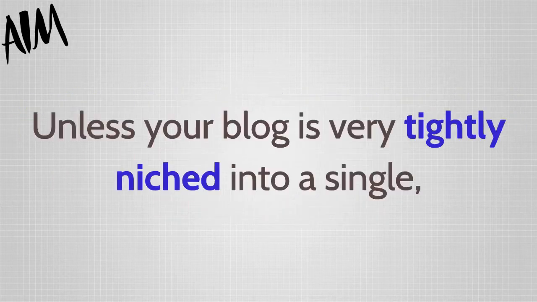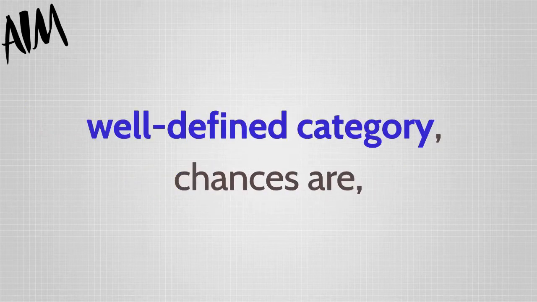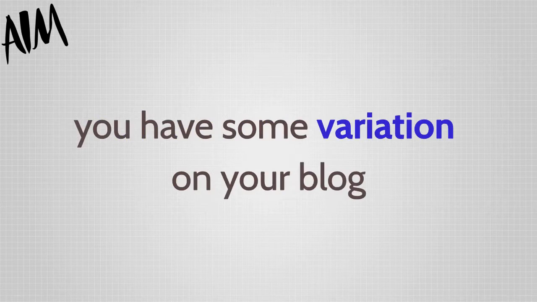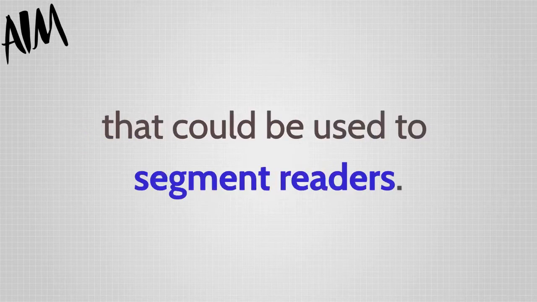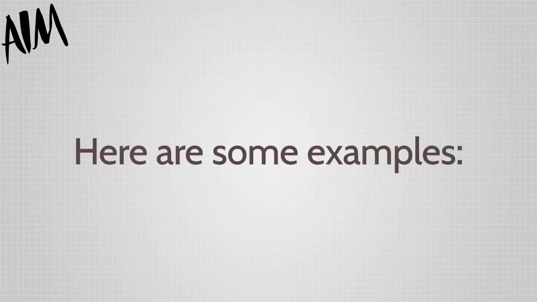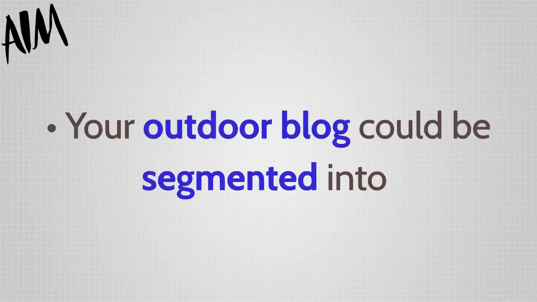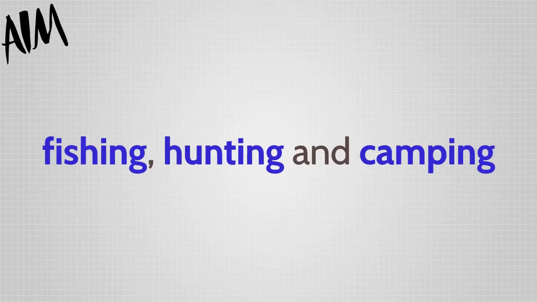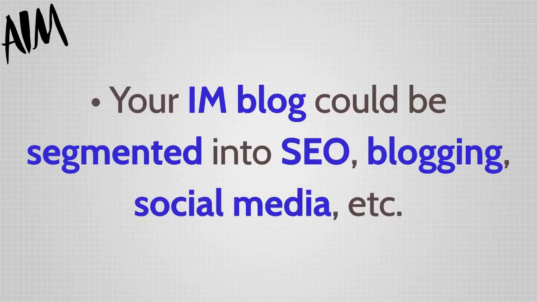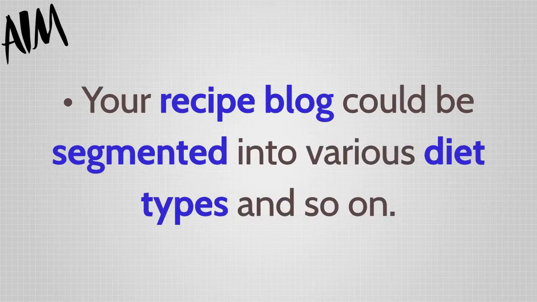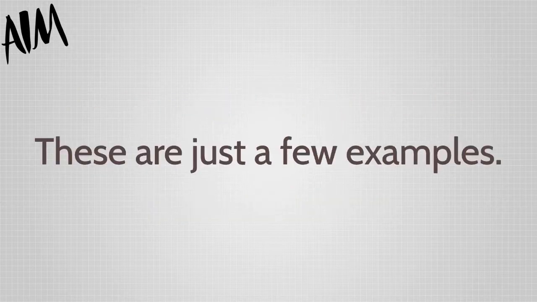achieve different goals. Unless your blog is very tightly niched into a single well-defined category, chances are you have some variation on your blog that could be used to segment readers. Here are some examples. Your outdoor blog could be segmented into fishing, hunting, and camping. Your internet marketing blog could be segmented into SEO, blogging, social media, etc. Your recipe blog could be segmented into various diet types and so on. These are just a few examples.